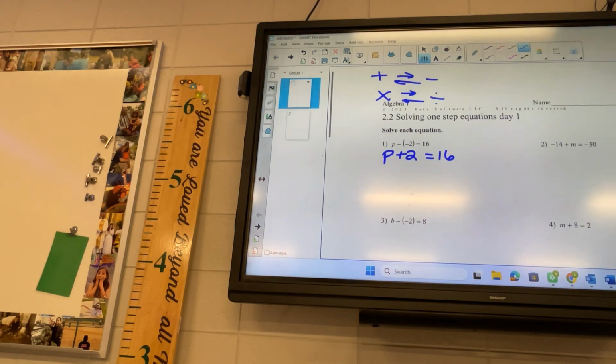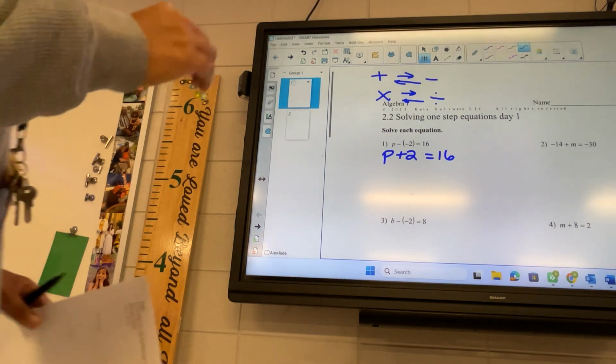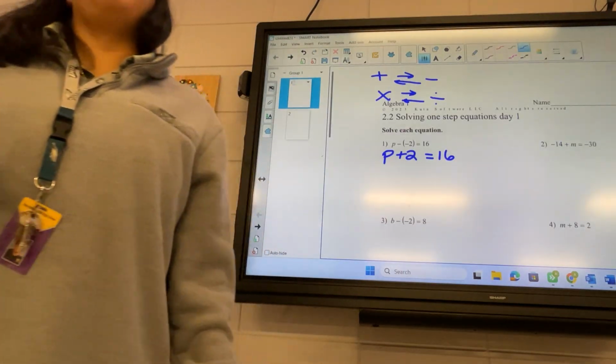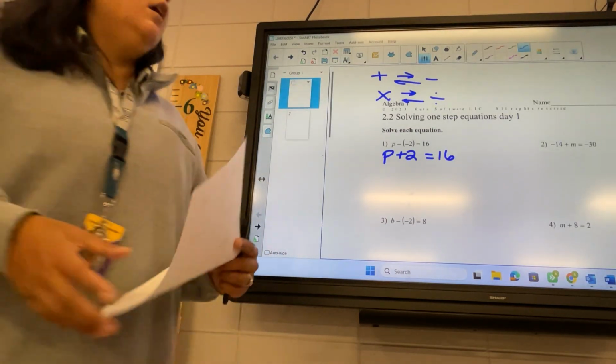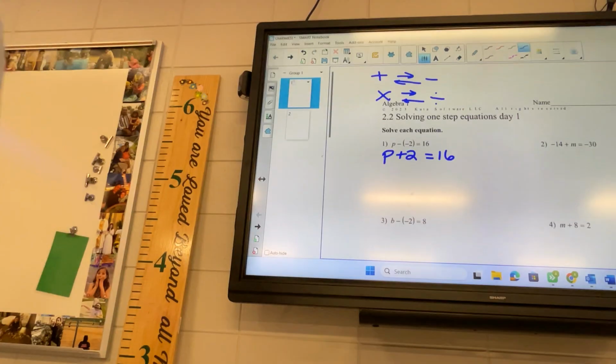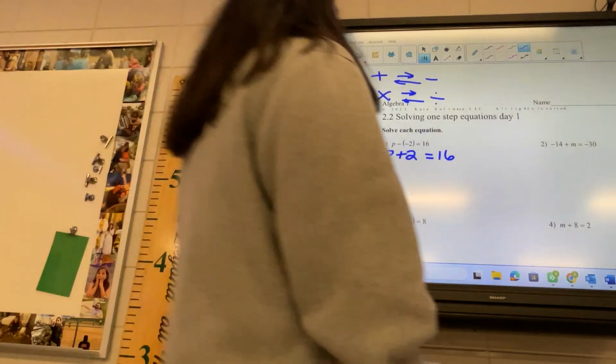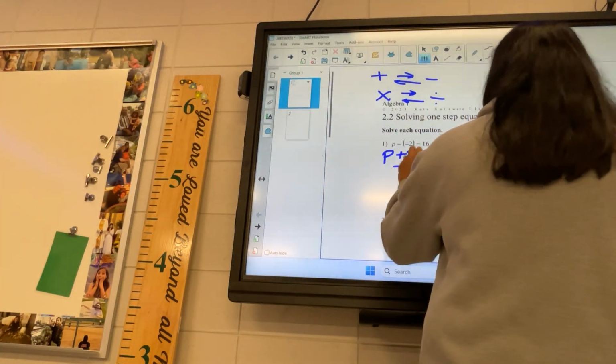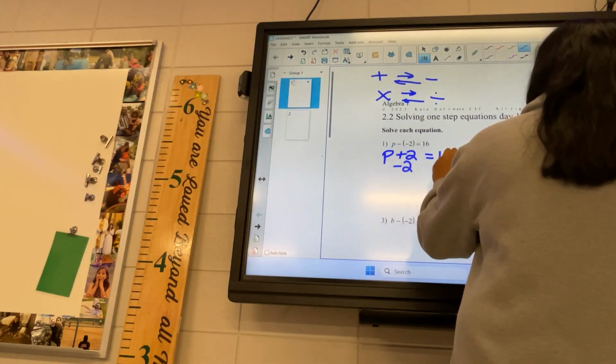Okay, so how you solve equations, you're always moving stuff away from the letter. So what is closest to the letter? What is the closest thing to the letter? A plus 2. Well, what did I tell you plus goes with? Minus, so that means you're gonna do minus 2. If we do it on one side, we have to also do it on the other side of the equal sign.